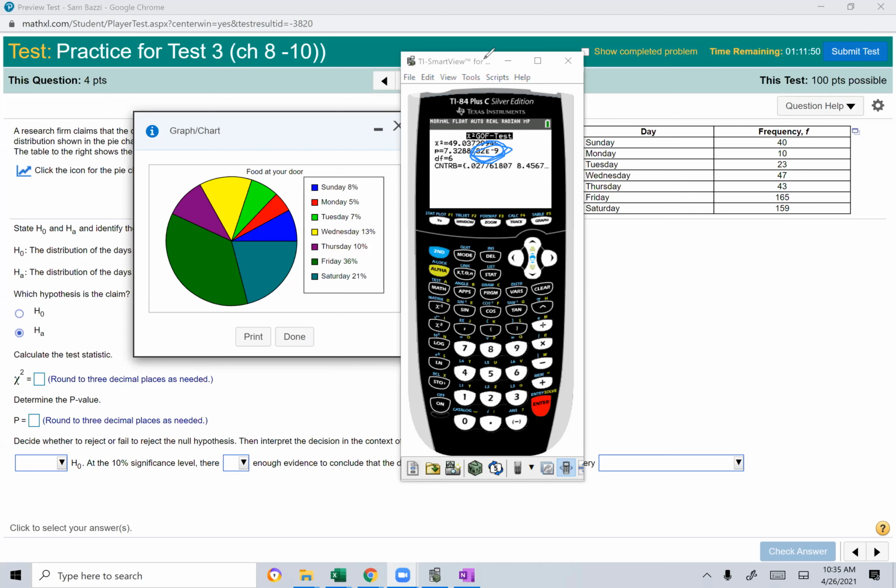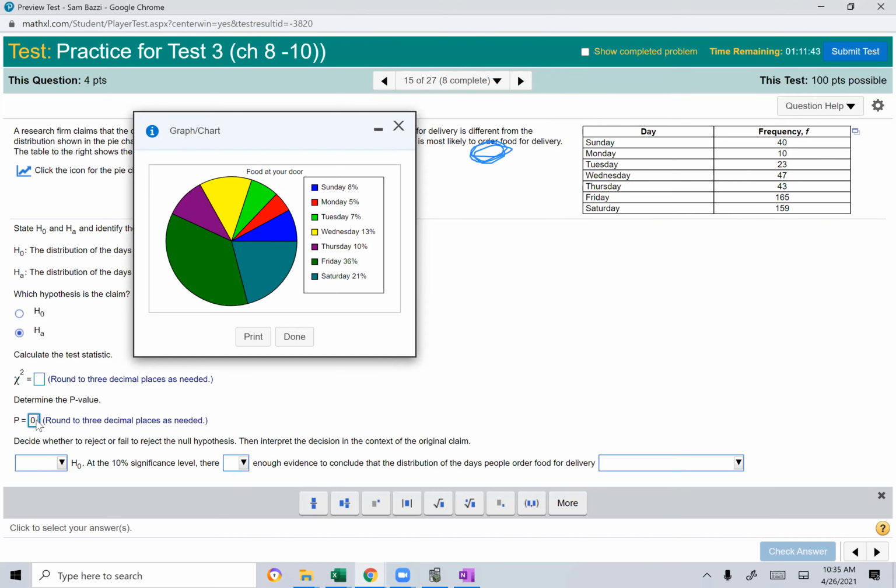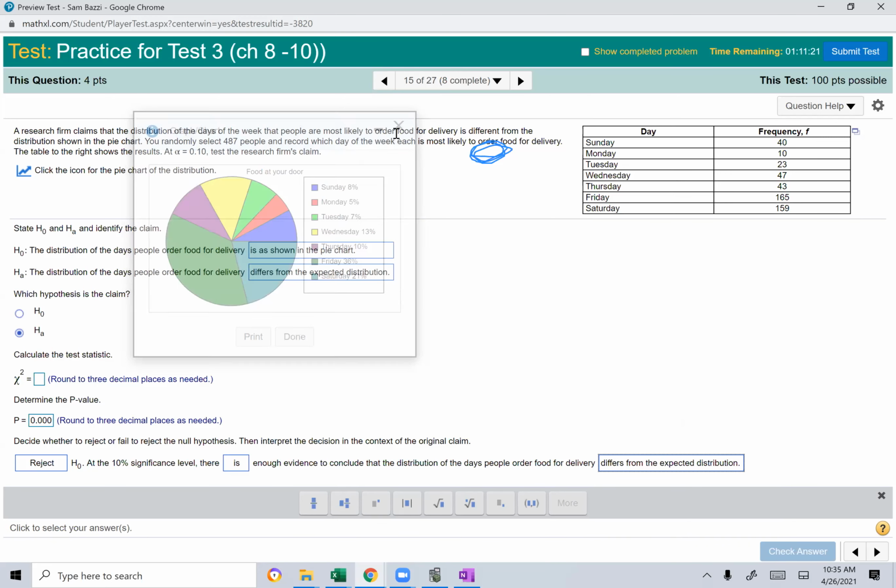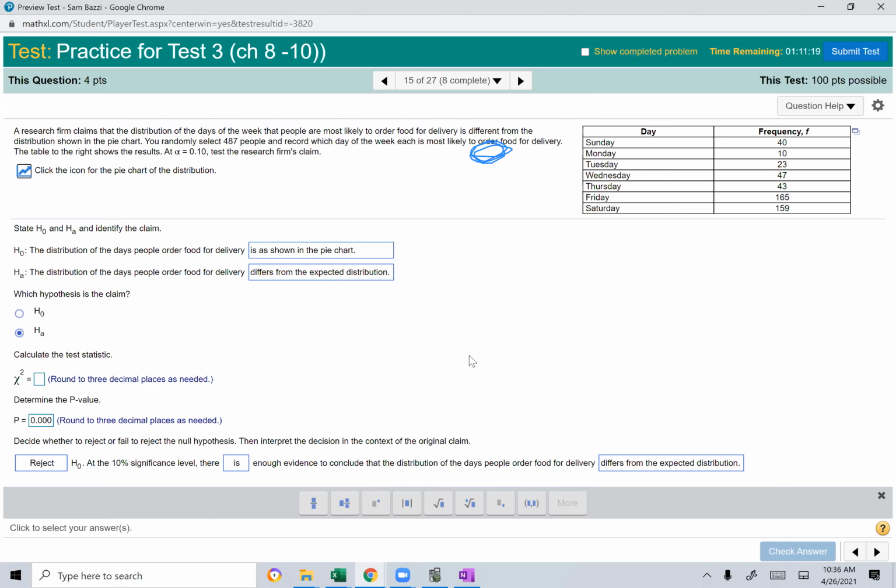So we go here, we put the p-value, which is 0.000, 3 decimal places, so just 3 zeros, and reject H0, of course. And at the 10% level, there is enough evidence to conclude the distribution of the days people order food for delivery is different from the expected distribution. That should give you full credit if you do that.